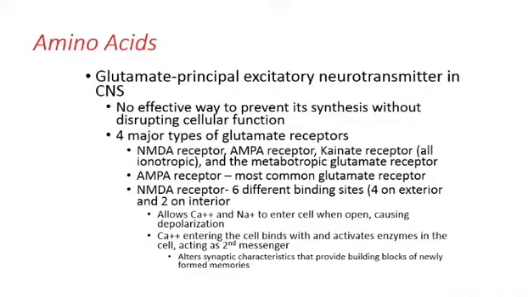There are 4 major types of glutamate receptors. There's the NMDA receptor, which we'll talk about in more detail, the AMPA receptor, the kainate receptor, and all 3 of those are ionotropic, and then the fourth glutamate receptor is metabotropic. The AMPA receptor is the most common of the 4 throughout the brain. And the NMDA receptor actually has 6 different binding sites: 4 are on the outside and 2 are on the inside.